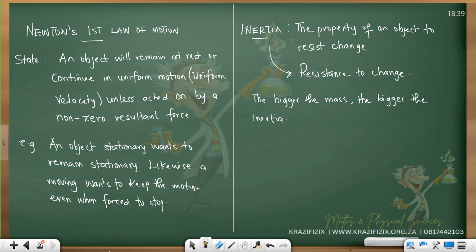So the bigger the mass, the bigger the what? The inertia, which is what? The property of an object to resist, which is my bag. The resistance to what? To change. So a bigger object will have more resistance than a smaller. So a smaller object can easily change. Let me give you another example. Let's say you're driving in a car, all right? And let me do this. So that's the road.